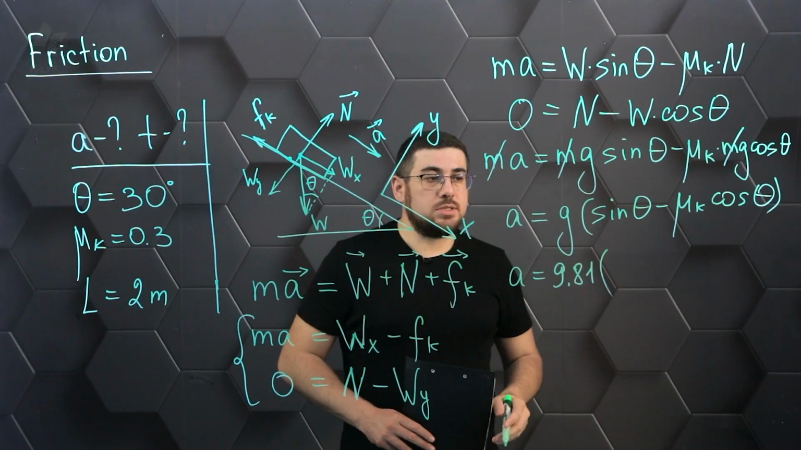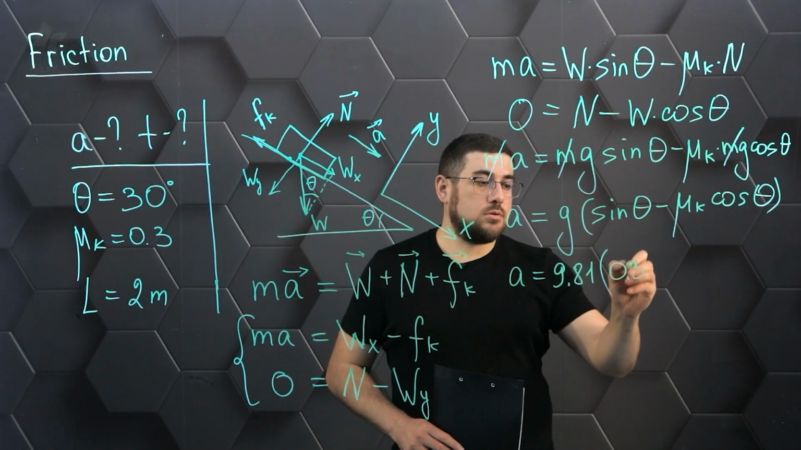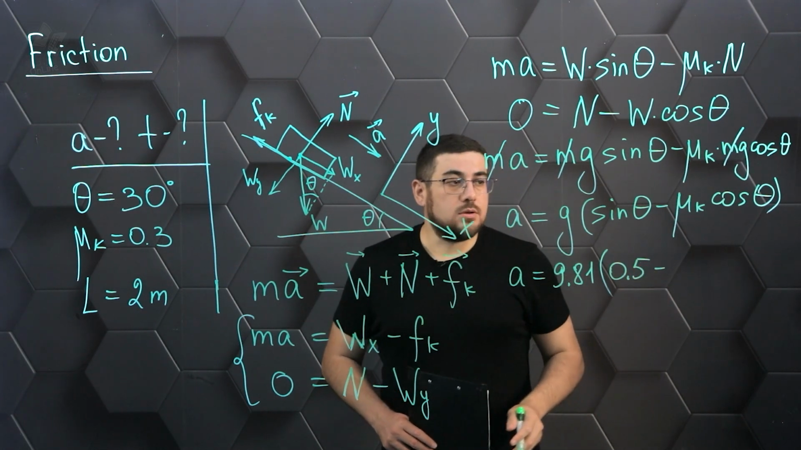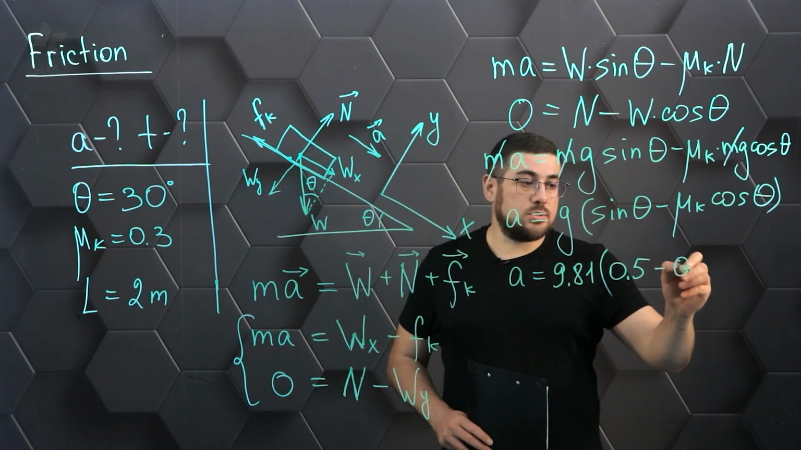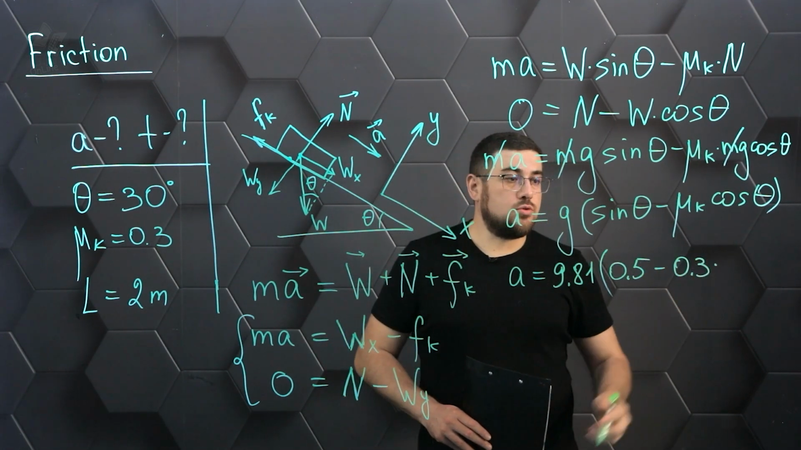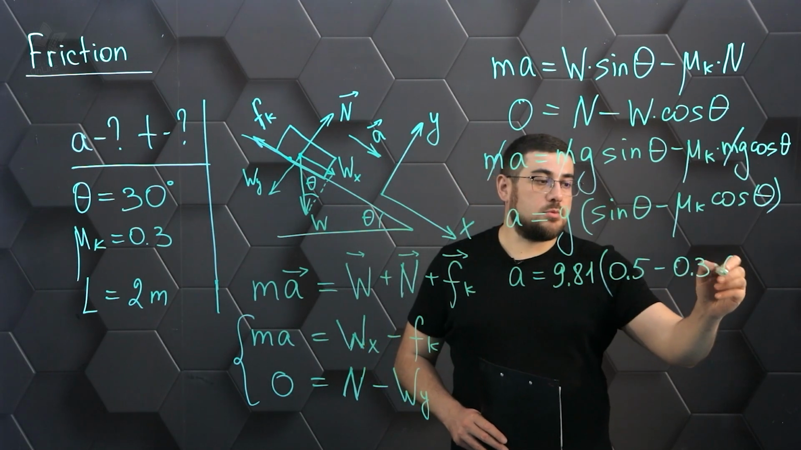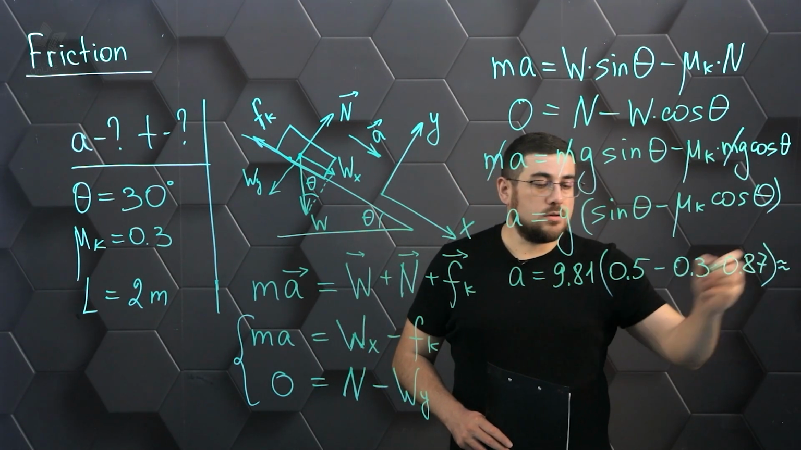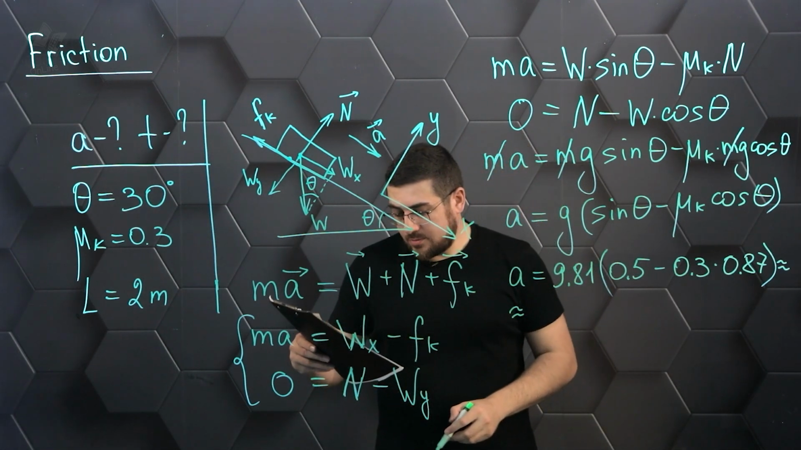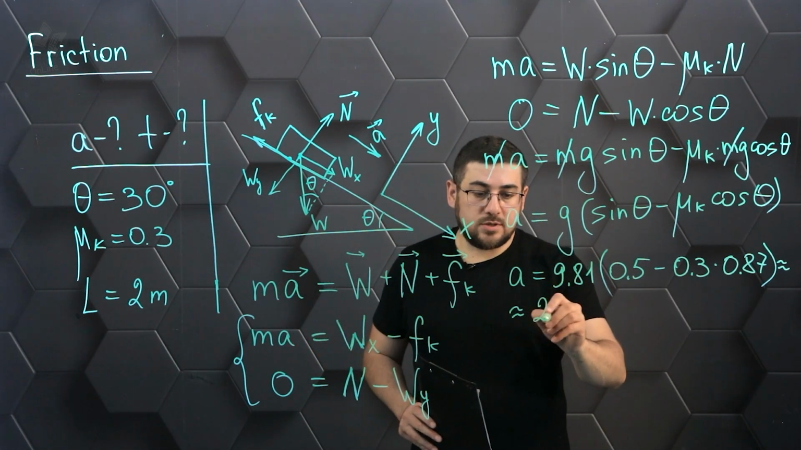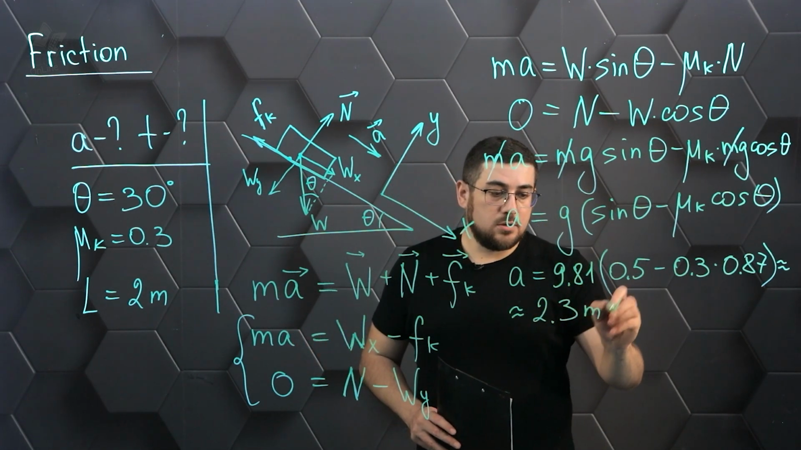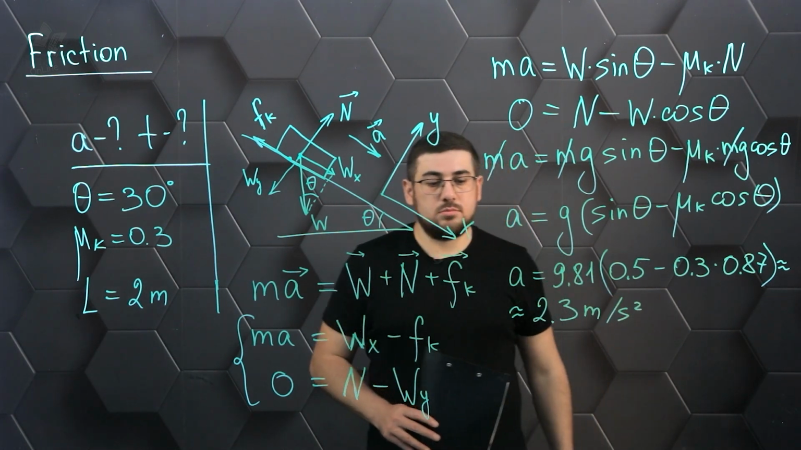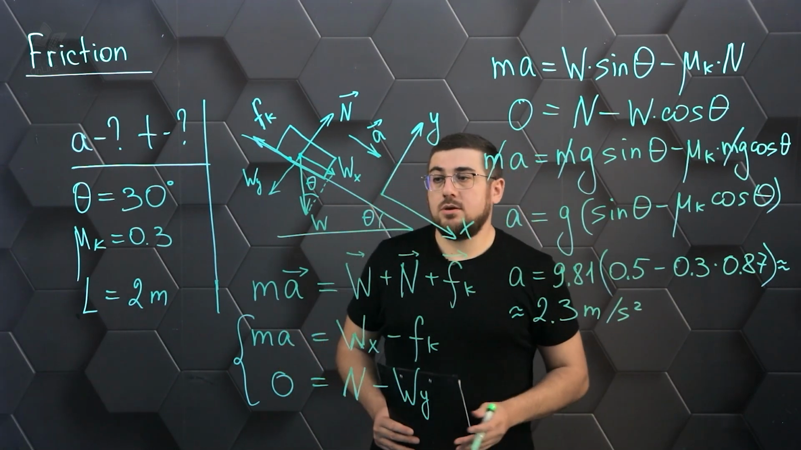The sin of 30 degrees, I remind you, is 0.5. Minus the coefficient of friction, which is 0.3. And the cosine of 30 degrees is approximately 0.87. So after the calculations, you and I get a value of 2.3 meters per second squared. All in all, for this motion, that's a pretty normal answer.